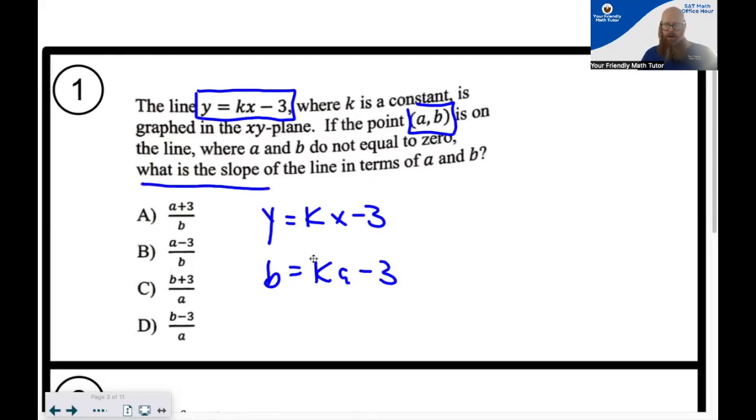What is the slope? All right. Well, we should know that the slope is in this position. We're used to y equals mx plus b, but they like to switch letters around. We have to know things more generally than specifically. So we know that the coefficient of x is the slope. So that's k, and we just get k by itself. So add 3, divide by a, get k by itself. So it is b plus 3 over a.